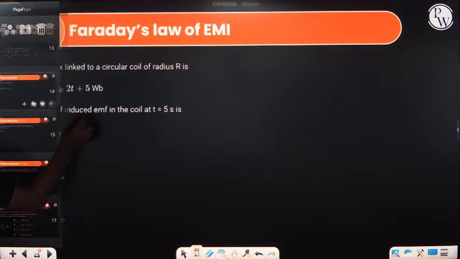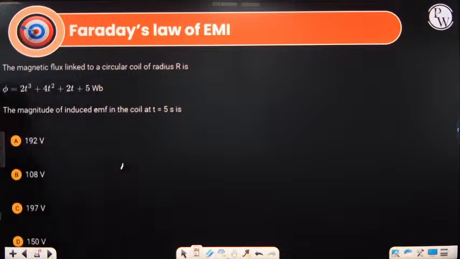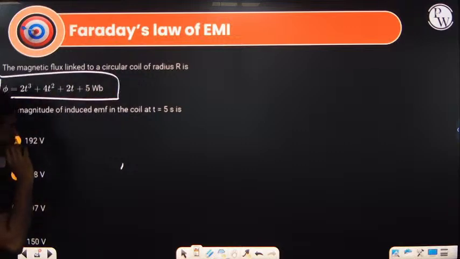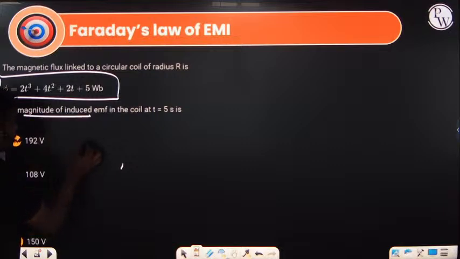Next we have the question: the magnetic flux linked to a circular coil of radius r is given by phi equals 2t cube plus 4t square plus 2t plus pi. They have given the magnetic flux, and they are asking for the magnitude of the induced EMF. What is the induced EMF magnitude?